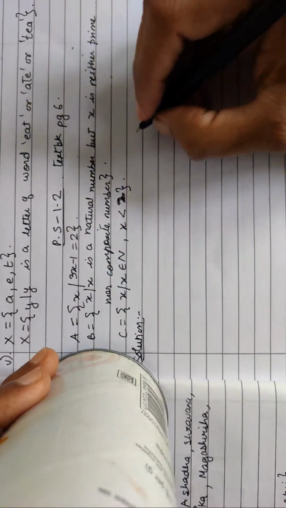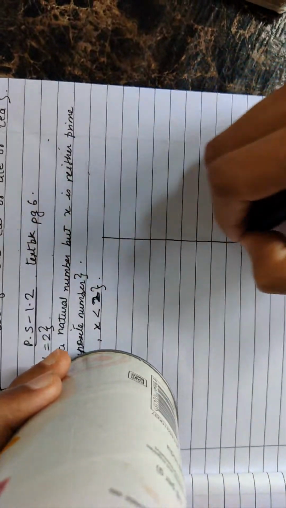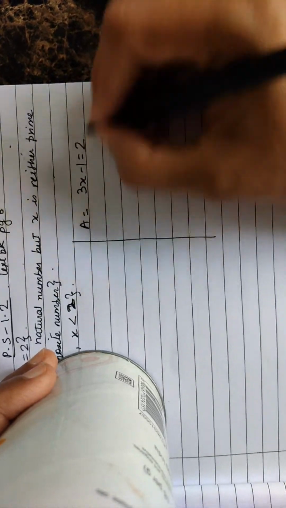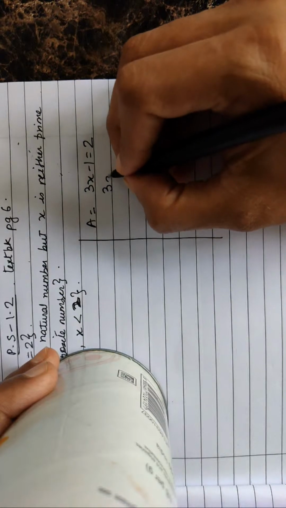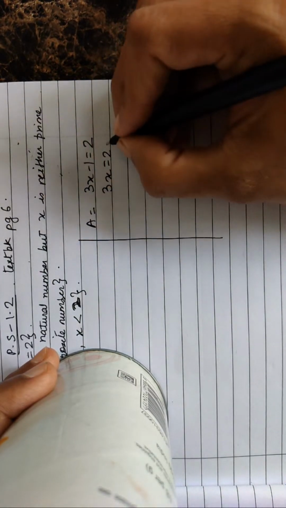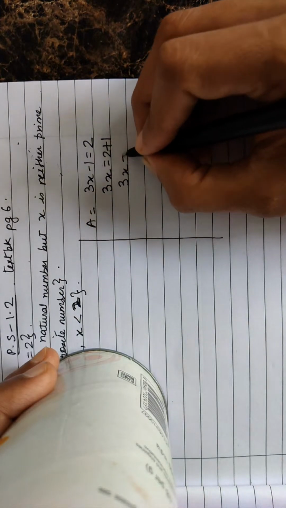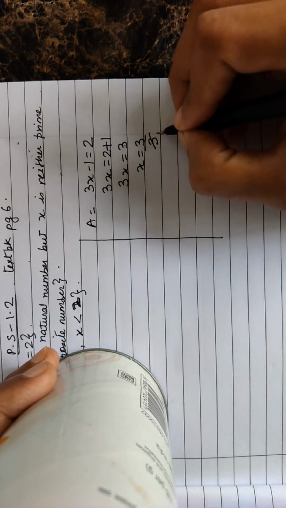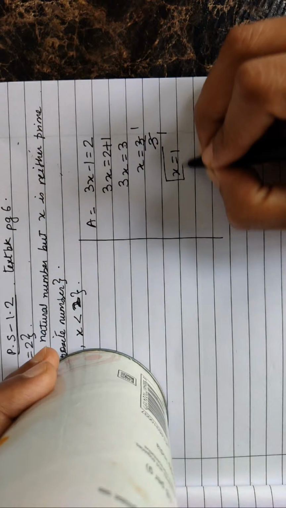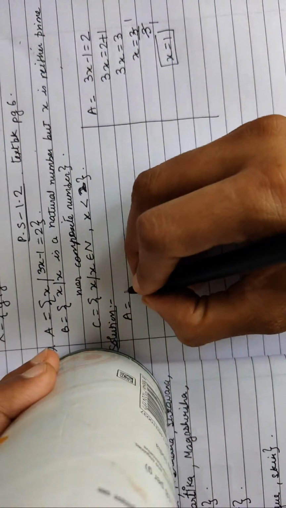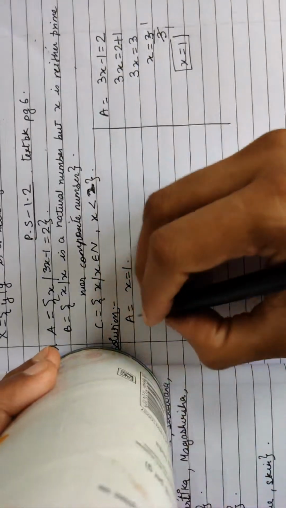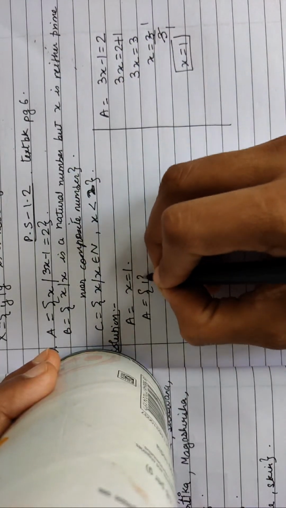Now here I am going to do some rough work. For set A it says 3x minus 1 is equal to 2. So I am going to solve this equation. So 3x is equal to 2, and this minus 1 going to the other side becomes plus 1. So 3x is equal to 3. x is equal to, this 3 comes down to the denominator. So 3 ones are 3, x comes out as 1. Okay. So my set A contains x is equal to 1. Or you can say set A just has one element in it.